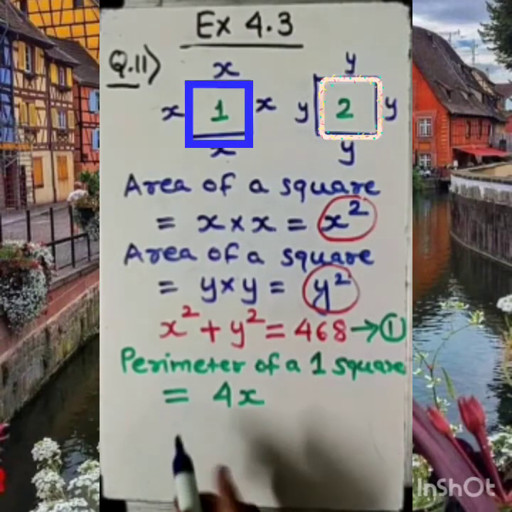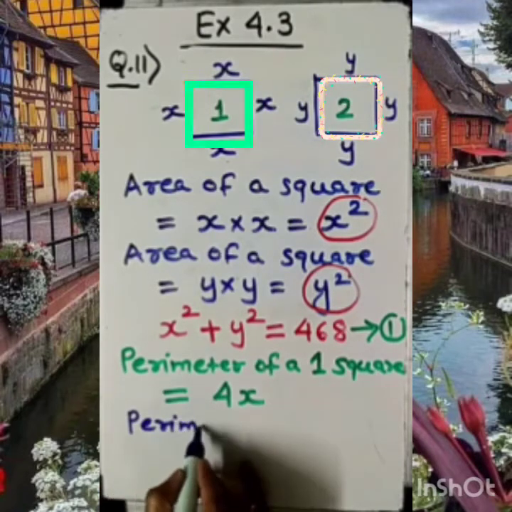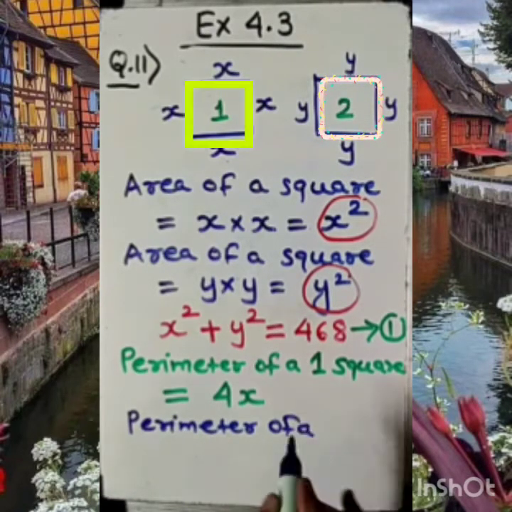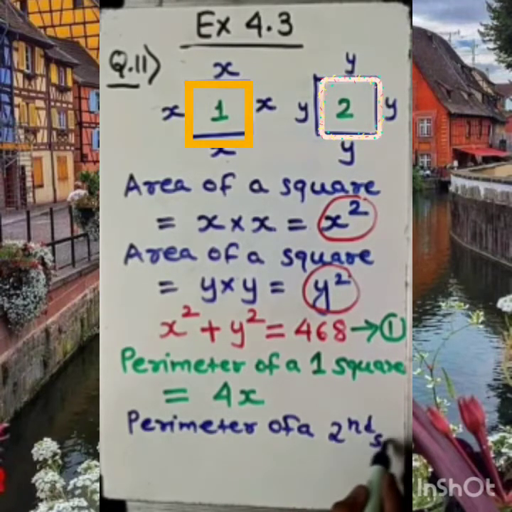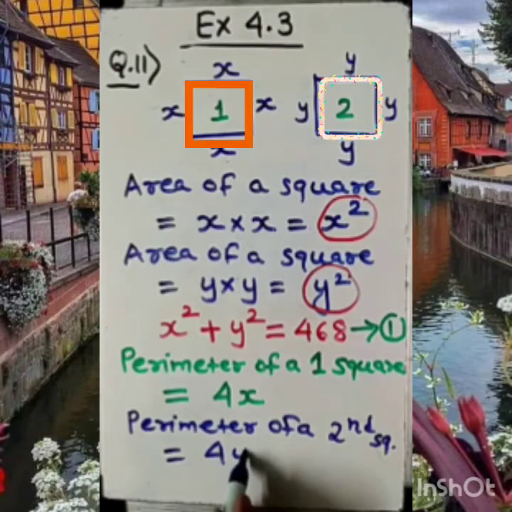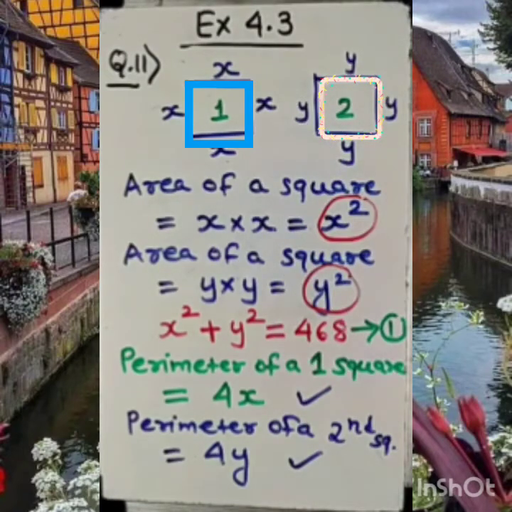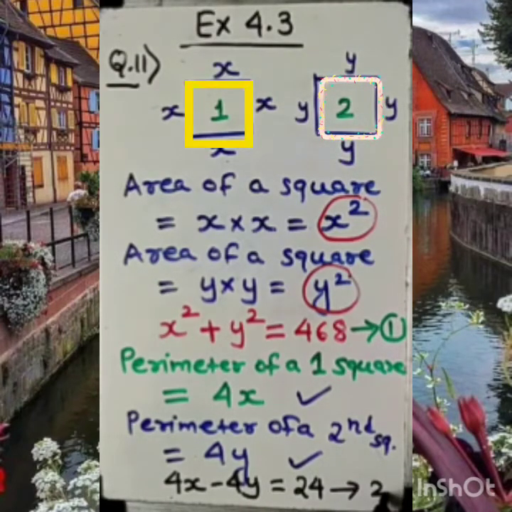Let's move to the second square. The perimeter of the second square will be 4 into y, similar to this. This is also the sum of all four sides. They have given us that the difference of these is 24. So we will have 4x minus 4y equal to 24. I can say this is equation number 2.